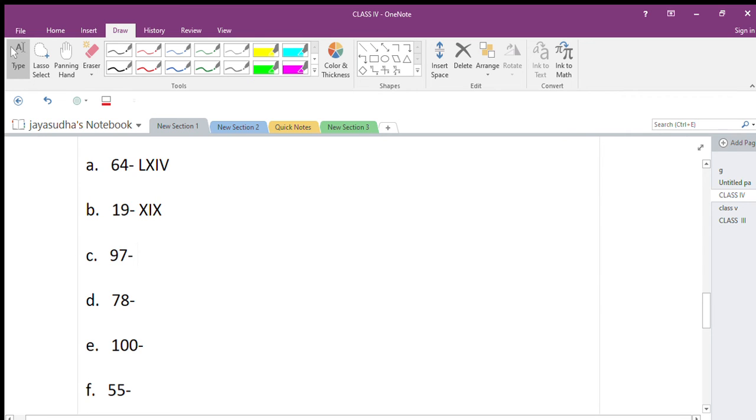Then 97. How do you write 97? What is 100? C. 100 minus 10 is 90. So 100 minus 10 means XC. 100 minus 10, this is 90.